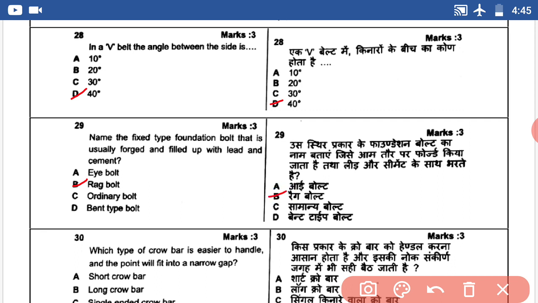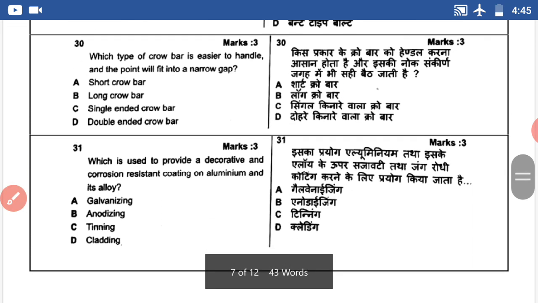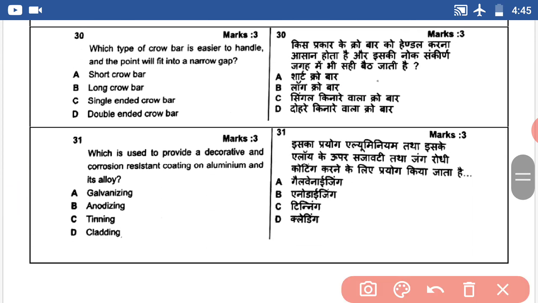Question number 30. Which type of crowbar is easier to handle and the point will fit into a narrow gap? The answer is short crowbar. Answer A.